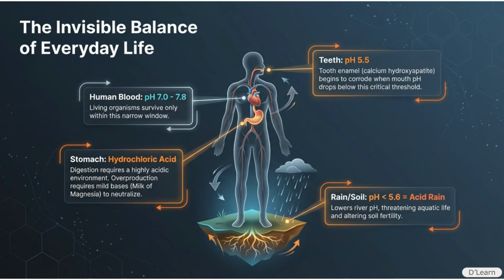The pH balance is vital for life. Human blood must stay within a narrow pH window. High acidity, like stomach acid, is essential for digestion, but needs to be neutralized if overproduced. Acid rain is an example of an external pH imbalance.